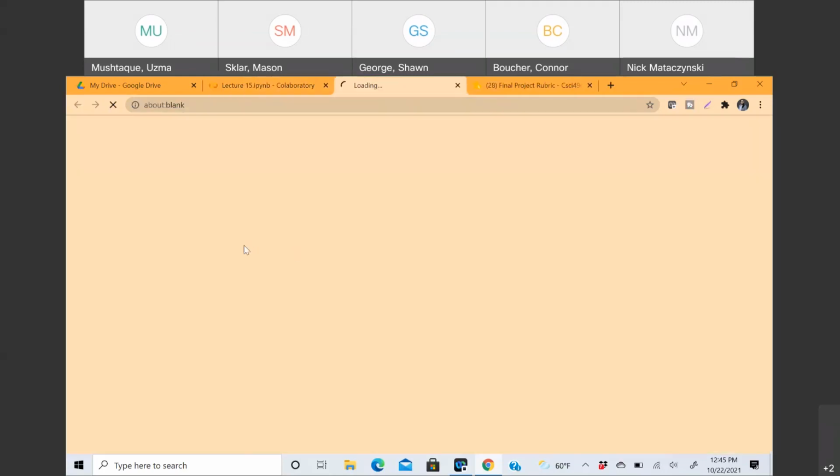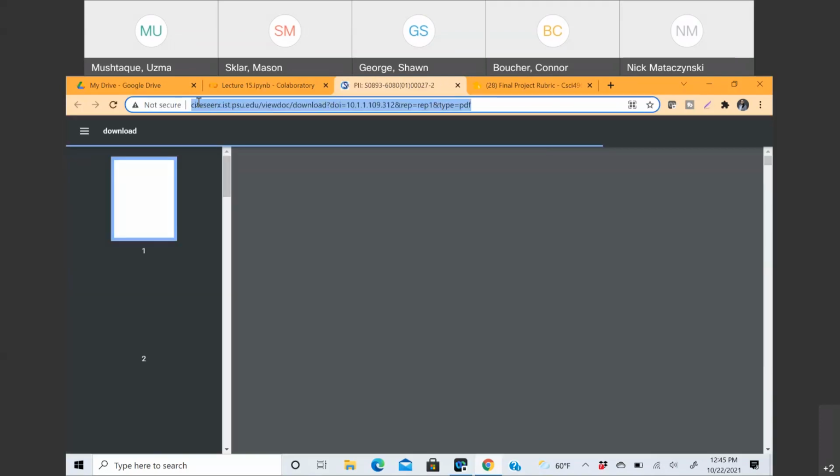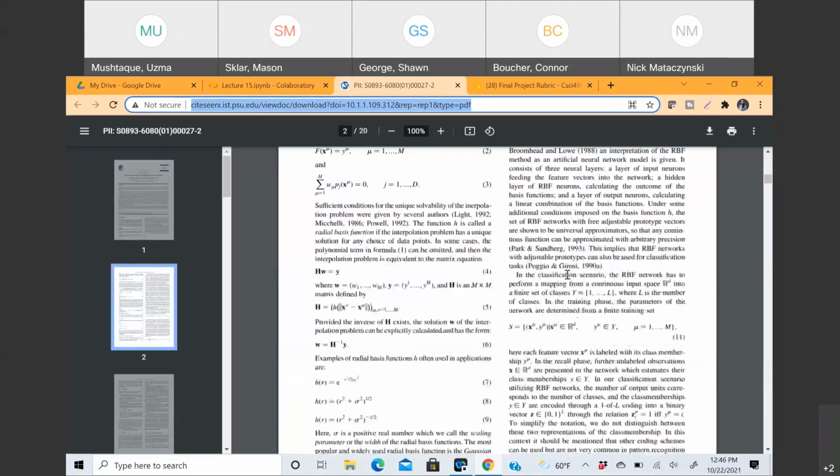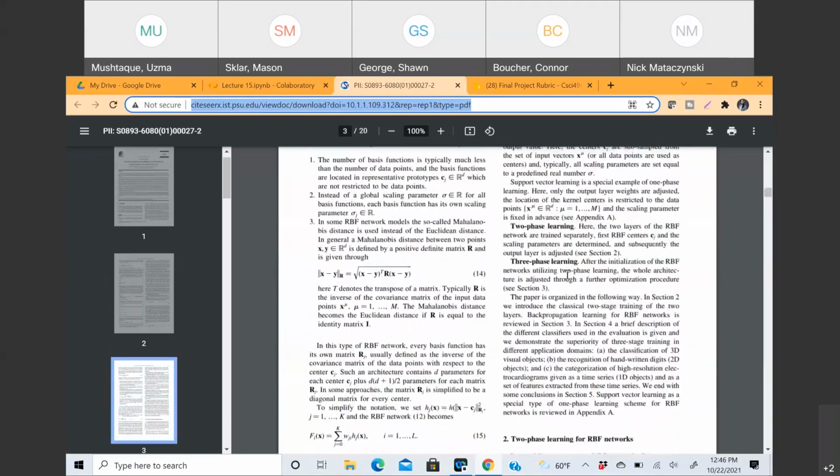Let's quickly go over this paper. This is a nice one because they talk about three different ways of training RBFs. Okay, for some reason it's taking forever. All right, so here I'll quickly go over what they're talking about.